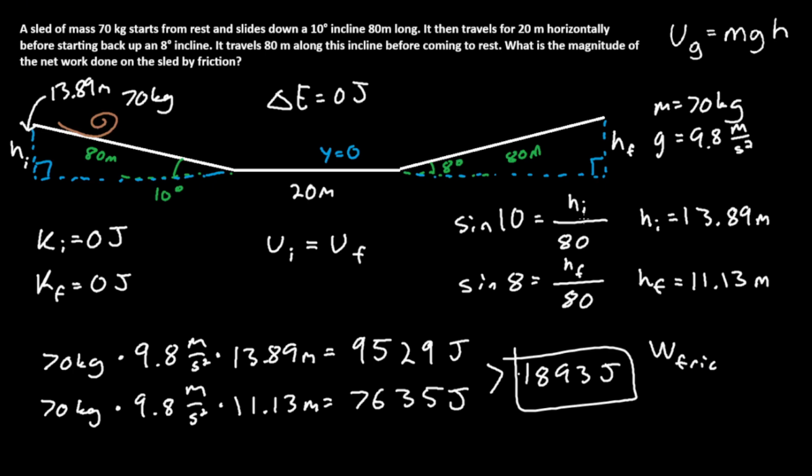And technically, the work of friction is negative, since your initial gravitational potential energy is higher than your final gravitational potential energy. You technically decreased in energy, so your work is technically negative. But this problem asks for the magnitude of the net work done. So this will just be a positive 1,893 joules.